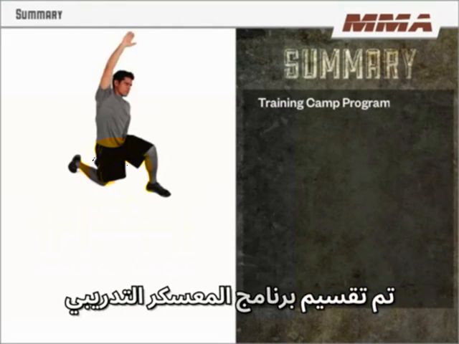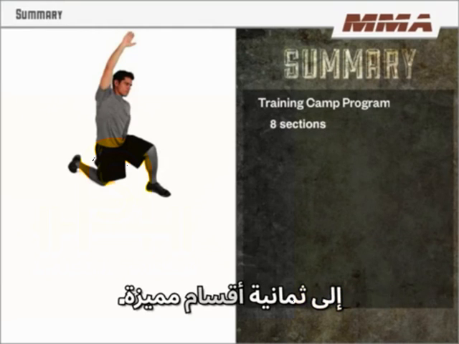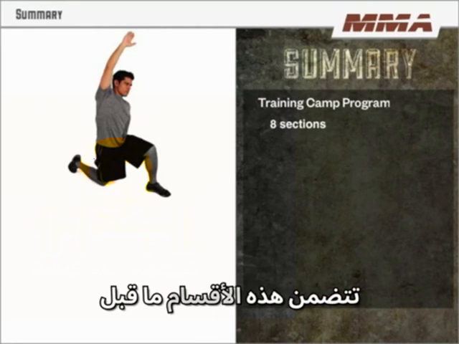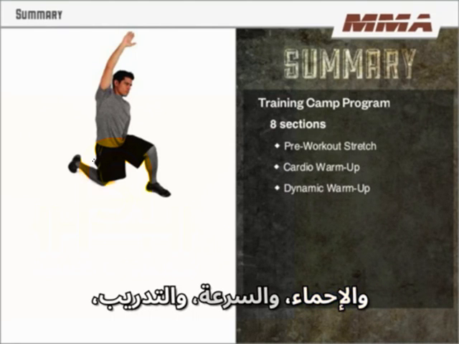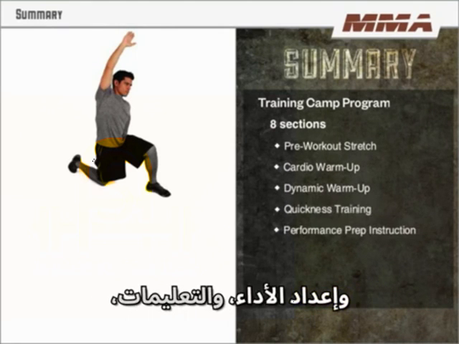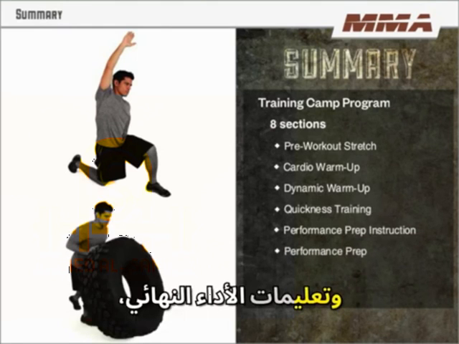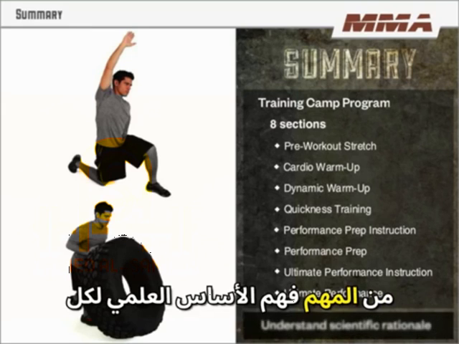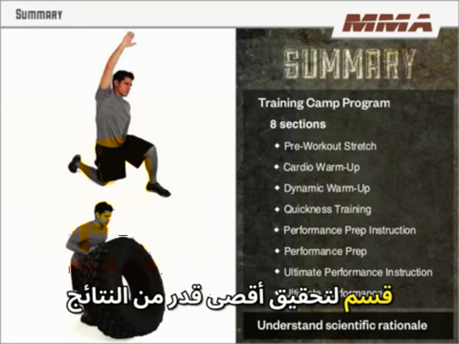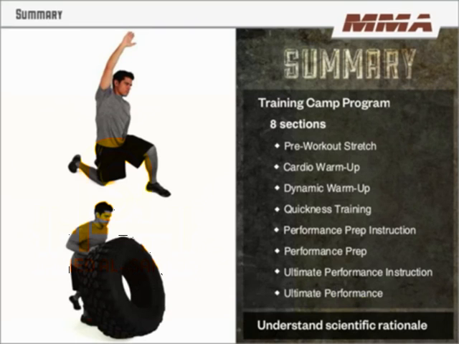The training camp program is structured into 8 distinct sections. These sections include the pre-workout stretch, cardio warm-up, dynamic warm-up, quickness training, performance prep instruction, performance prep, ultimate performance instruction, and ultimate performance. It's important to understand the scientific rationale for each section to maximize results and minimize injury risk.